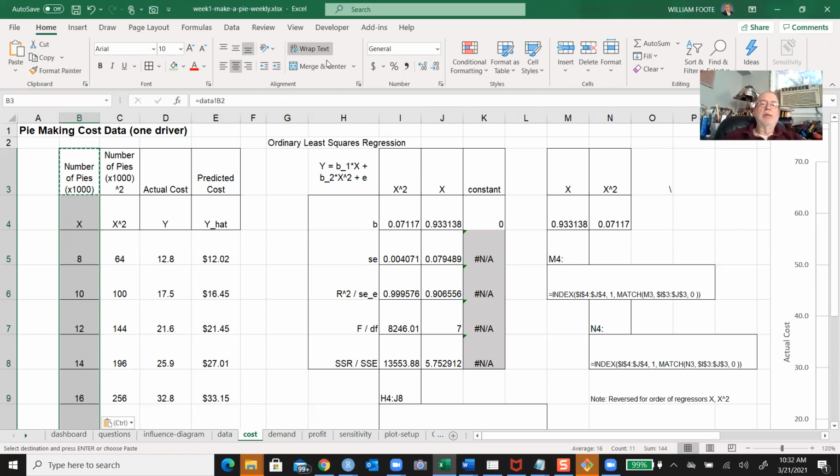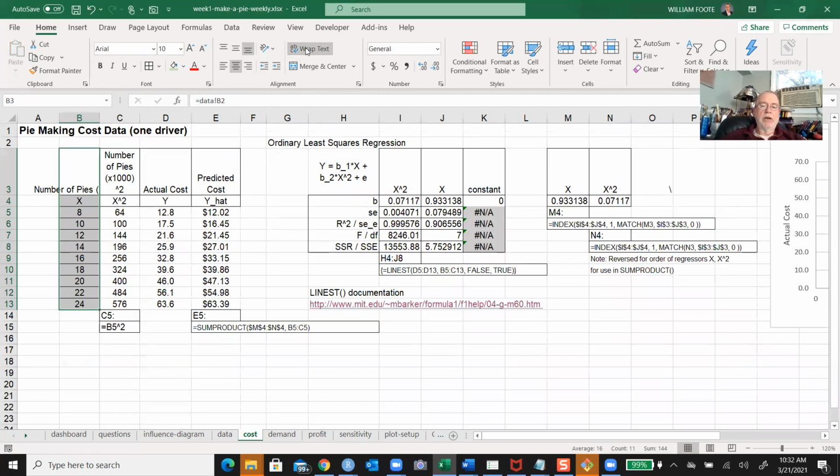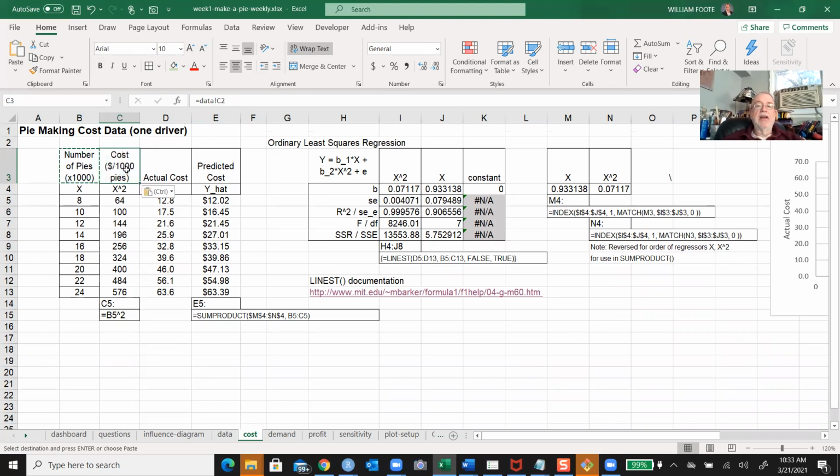Let me fix this up a tad. Get this out of the way for the moment. So this is not going to be wrapped text here. There we go. A little bit easier to see again. And this will be wrapped. Okay, good. Number of pies times 1,000. And that dimension needs a little bit of care when we go ahead and do this.